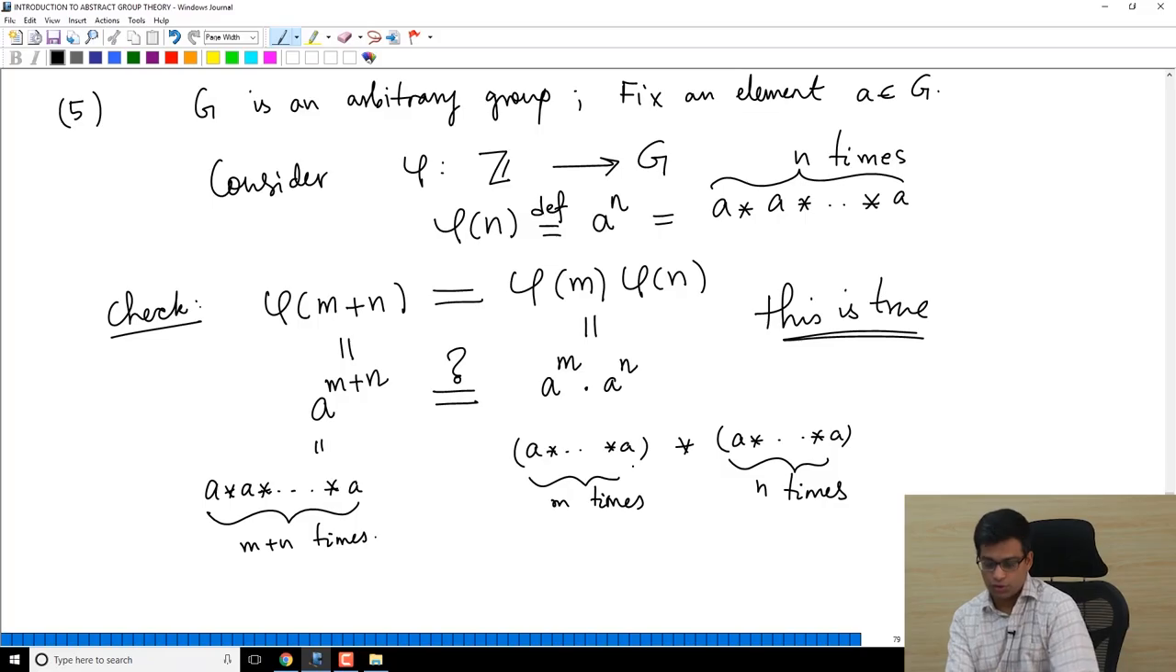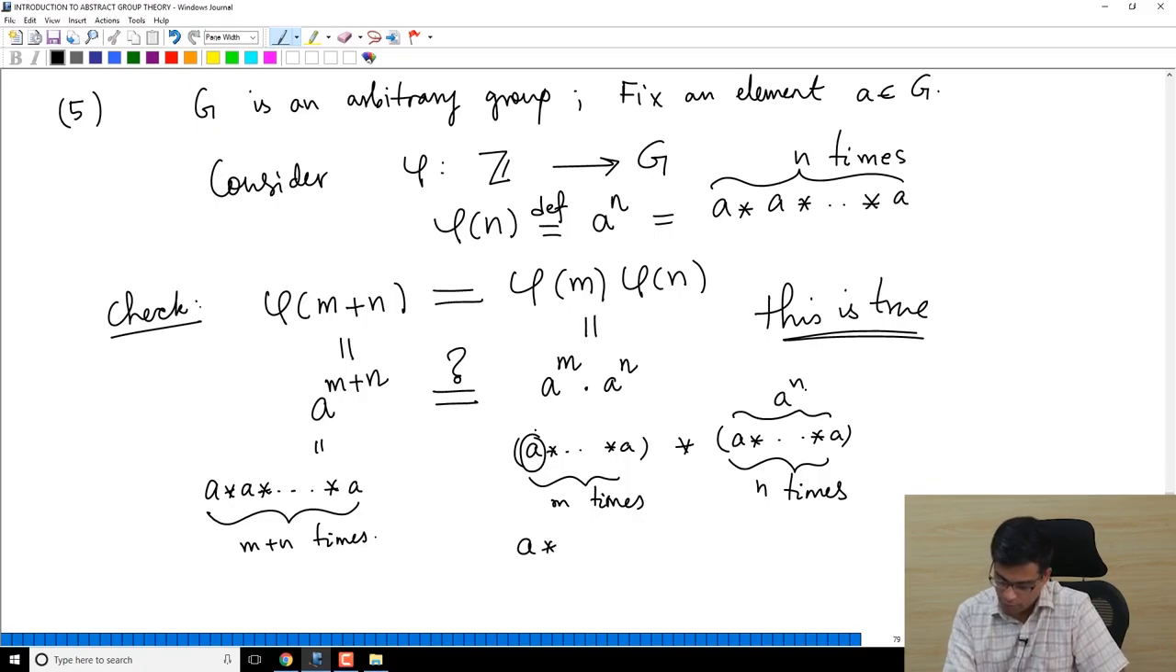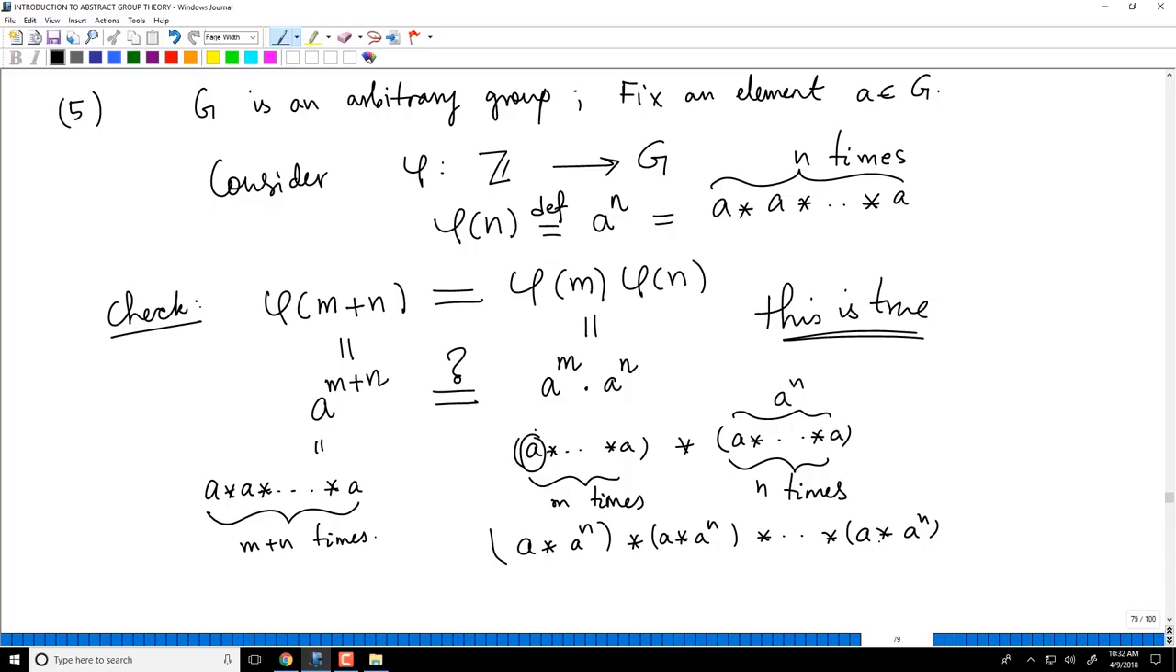But this is, if you use associativity of group operation and expand this out, you have to do first a here, and then you take this and do this a power n. So I'm using the associative property. Then you have another a star a power n, and this is m times. So if you keep doing this one by one, you get a power m plus n. Okay, so this is an exercise for you to check this.